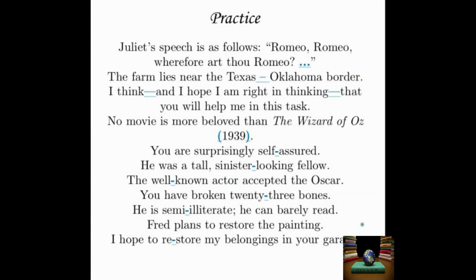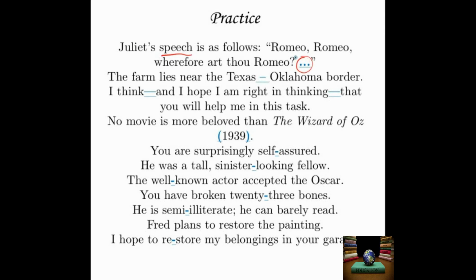All right. Juliet's speech is as follows. Romeo, Romeo, wherefore art thou Romeo? Well, the key word in here was speech. Generally speaking, you have more than one sentence in a speech, so you knew that there was something being omitted. So you need that ellipsis after the question mark to indicate that her speech goes on. You're just not reproducing it here.